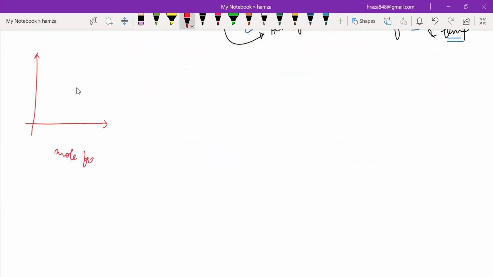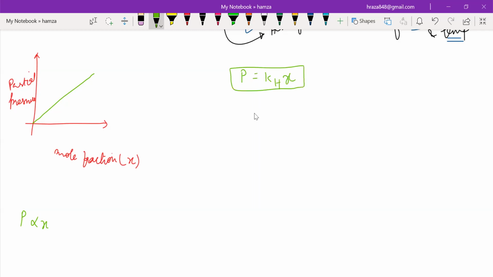So the graph will be a straight line like this. This is the graph between partial pressure and mole fraction according to Henry's law. Is that clear? So P is equal to KH into X, so the value of KH will be equal to P upon X. We also call this X as zeta.